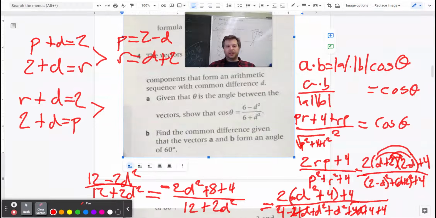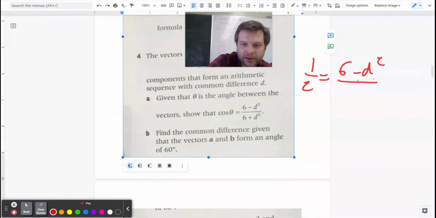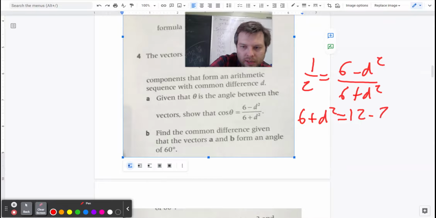Great. So now we want to find the common difference given that the vectors A and B form an angle of 60 degrees. We all remember that the cosine of 60 degrees is 1/2. And so now I'm just going to erase everything and say that 1/2 is equal to 6 minus d squared over 6 plus d squared. Cross multiplying gives me this wonderful equation, moving the d squareds to one side and the other things to the other side.